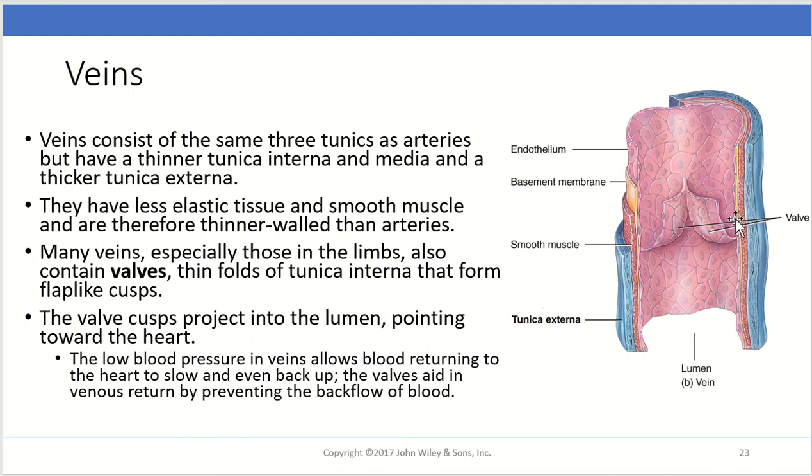So the low blood pressure that we see in veins is going to allow blood that's returning to the heart to slow and sometimes back up. And these valves are going to aid in that venous return by preventing that backflow of blood. This can be unfortunate, though, because if these are ever damaged, we can have a lot of fluid or blood accumulation, or they can get really big and ugly, and you get those varicose veins.